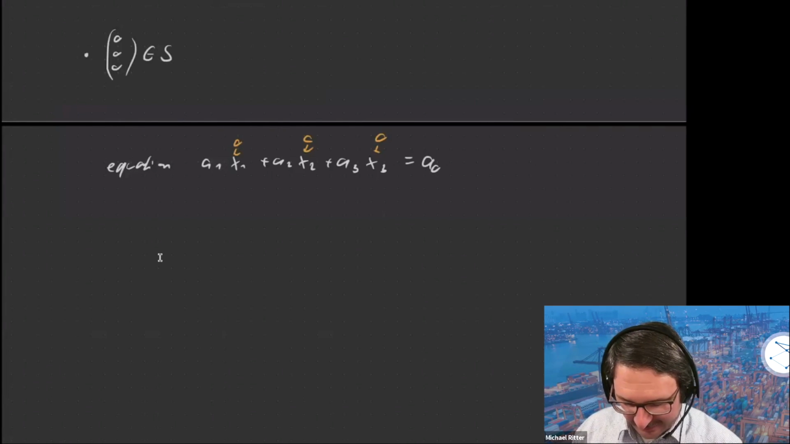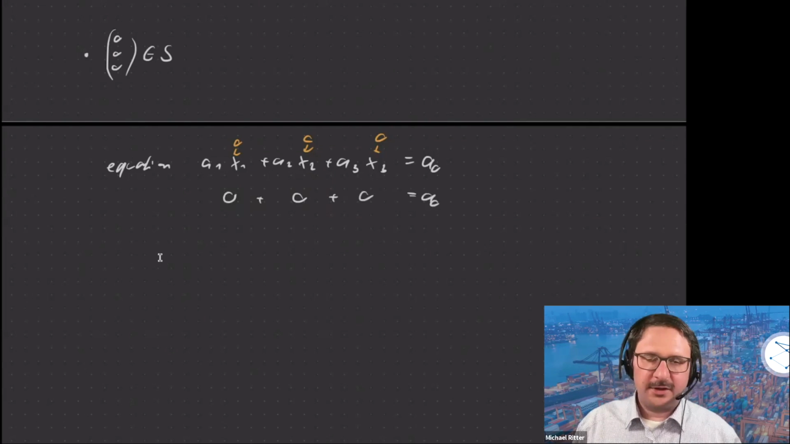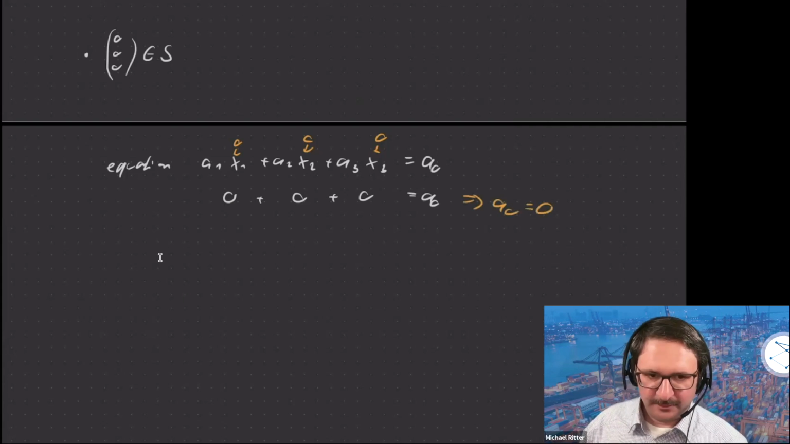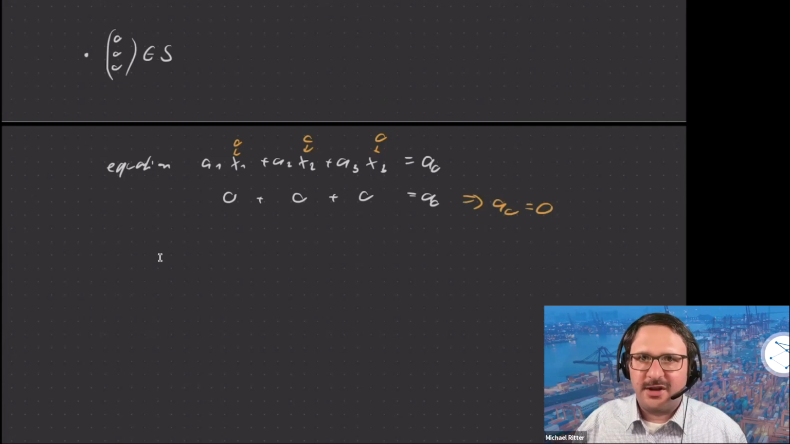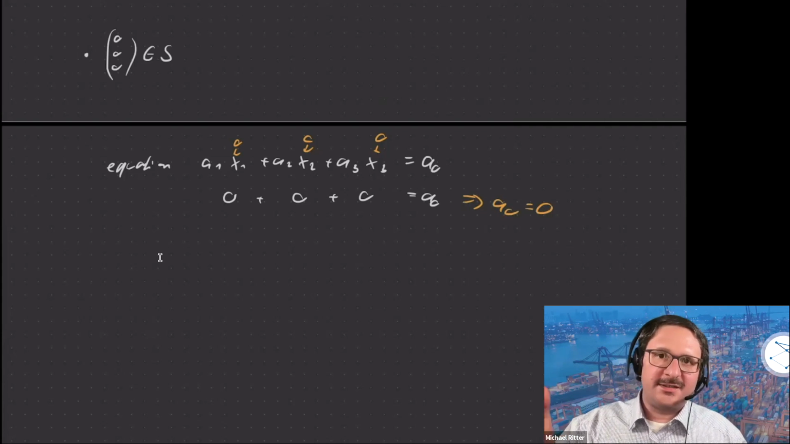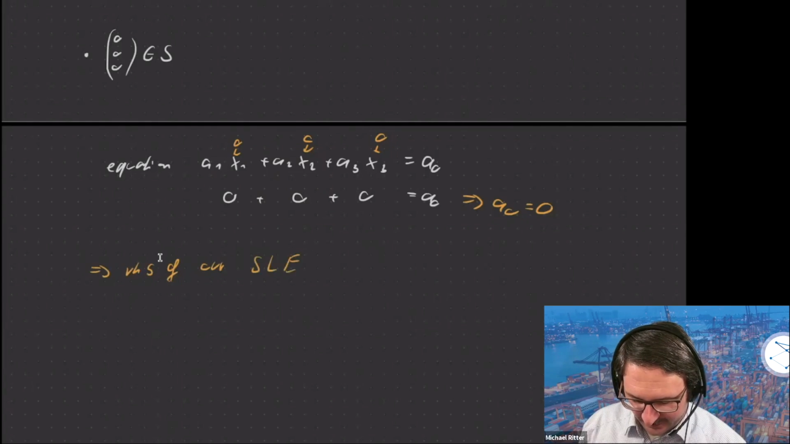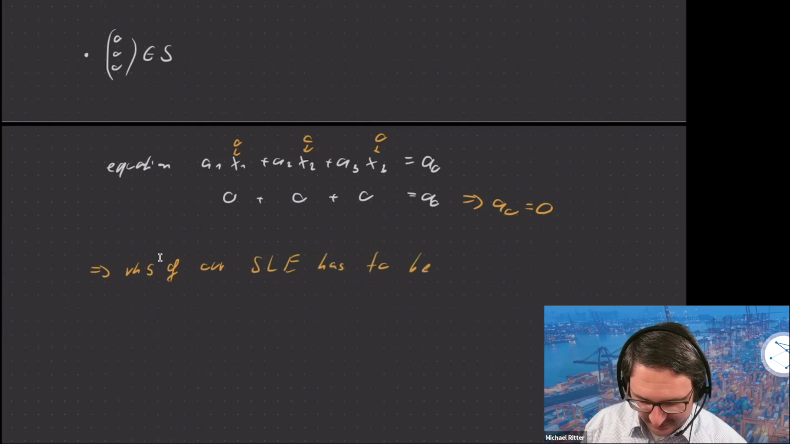What do I get? On the left-hand side, I get 0 plus 0 plus 0 equals 0. So the only way the solution can actually work is if the right-hand side is 0. If that's non-zero, then we'll never get an equation system that has this solution space, because it cannot contain the 0 vector. Okay, so that means the right-hand side of our SLE has to be zeros.